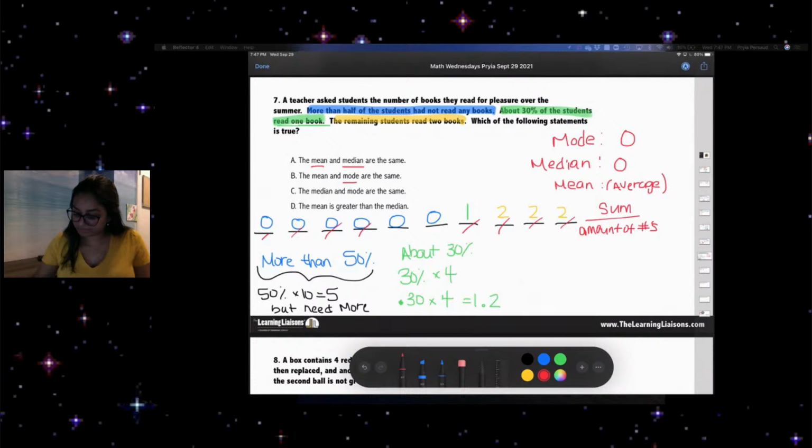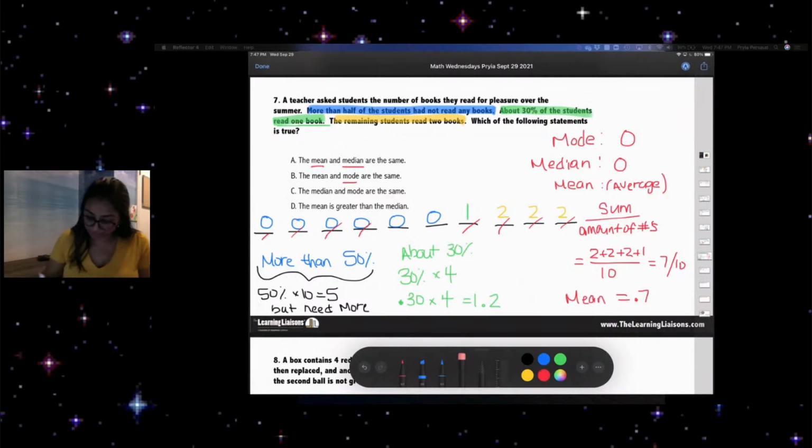So add my numbers and divide by the amount of numbers. When I add them all up, 2 plus 2 plus 2 plus 1, all divided by how many students? 10. I'll get 7 divided by 10, which is equal to 0.7. My mean, or average, is 0.7.